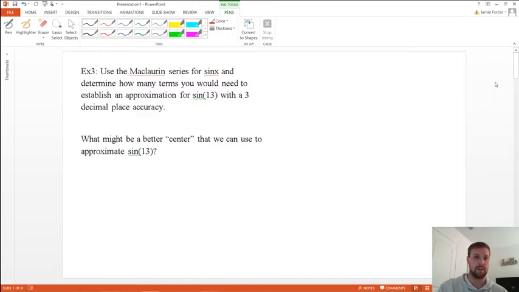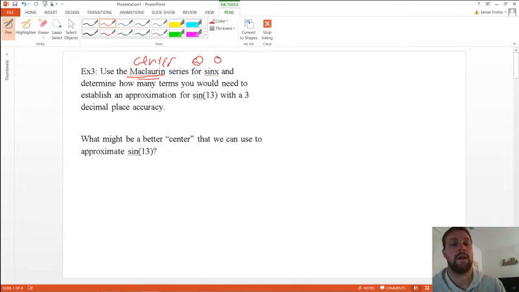We've got a little warm up here, and it's not even really a warm up. It's more so just leading into today's lesson on Taylor series, centered at something other than 0. What we learned yesterday was what a Maclaurin series is. Maclaurin series just means that the center is at 0. We're going to use the Maclaurin series in this particular example for the sine function.